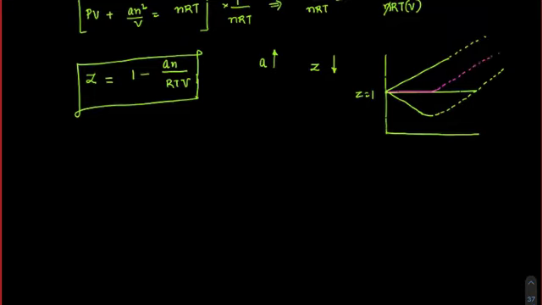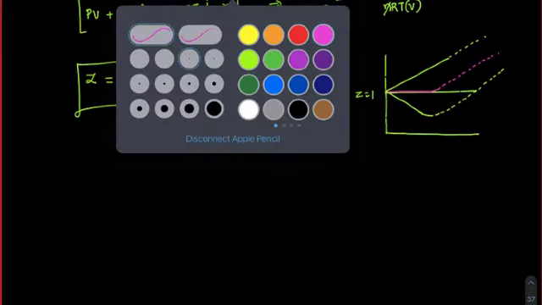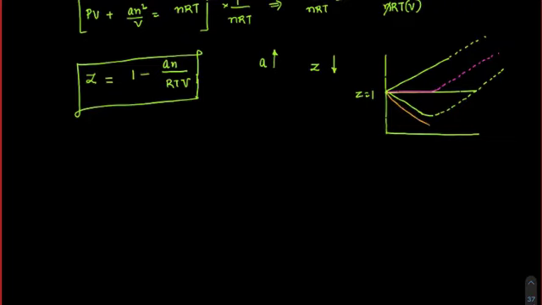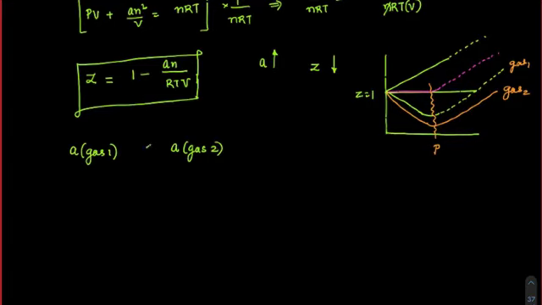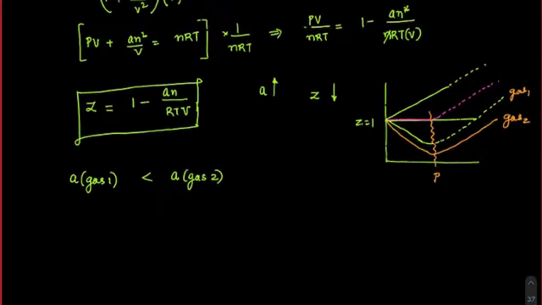So if Z is less than 1 and I have multiple gases to compare, I can tell that anything which has more depth like this, if I compare these two, let's say this is gas 1 and this is gas 2, any two gases, the one which has more depth at a particular pressure would have a larger a value because its Z value is even lower. So if you compare the value of a for gas 1 with the value of a for gas 2, gas 2 has a larger value of a as compared to gas 1. That's a very important conclusion.